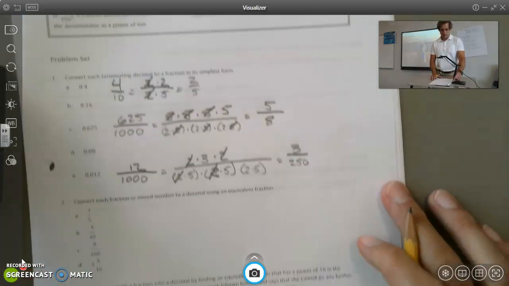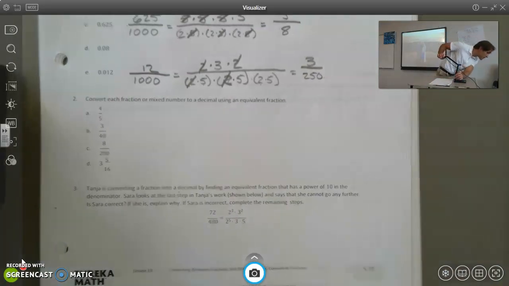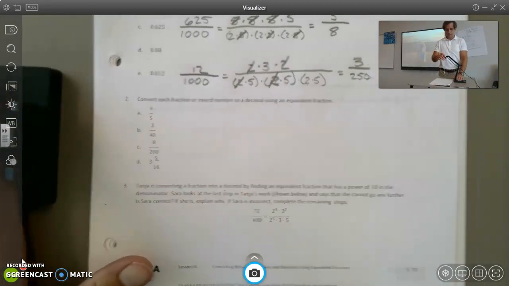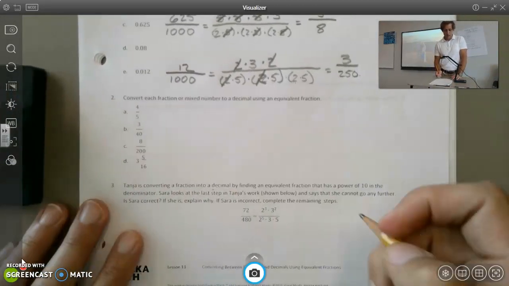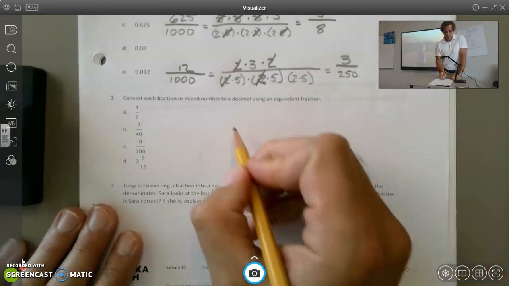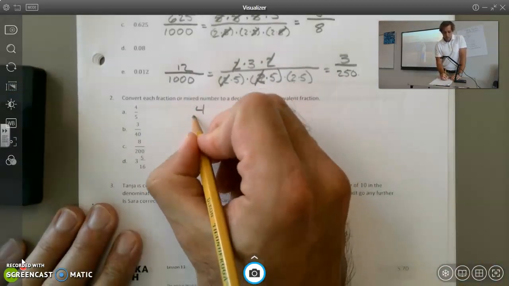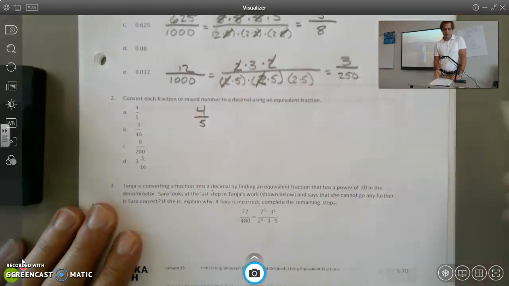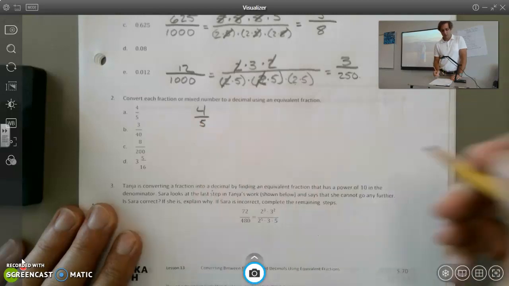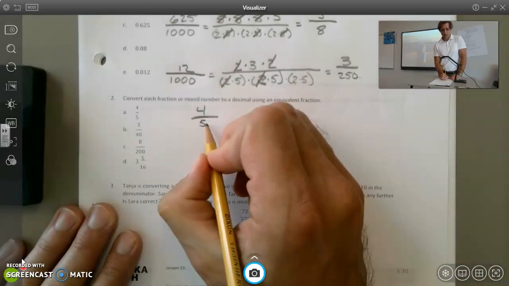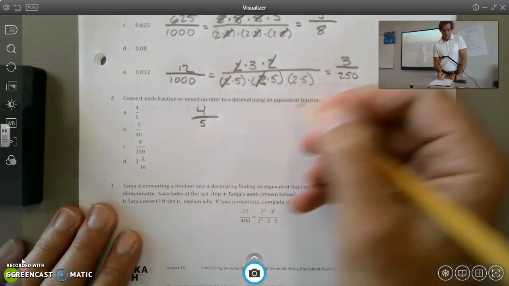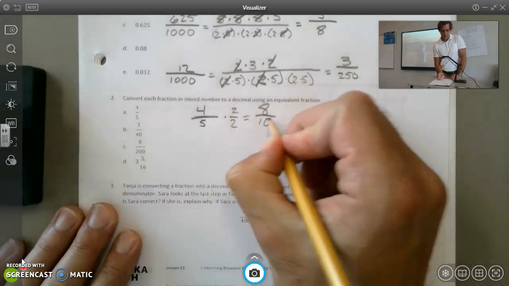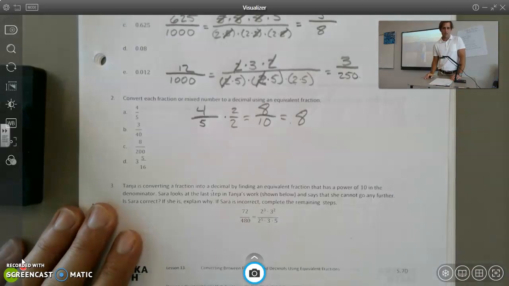All right, let's look down here at the bottom. Let's see how many we have left on our clock here. We have 3 minutes left. Okay, let's convert these to an equivalent fraction. If I want to convert, let's start with 4/5. I want this to be a fraction that has a power of 10 in the denominator. How could I make fifths into a power of 10? Well, in order to create a power of 10, it has to be sets of 5 times 2. So I just need to multiply by 2 over 2. This becomes 8/10, and I can easily write it as a decimal.